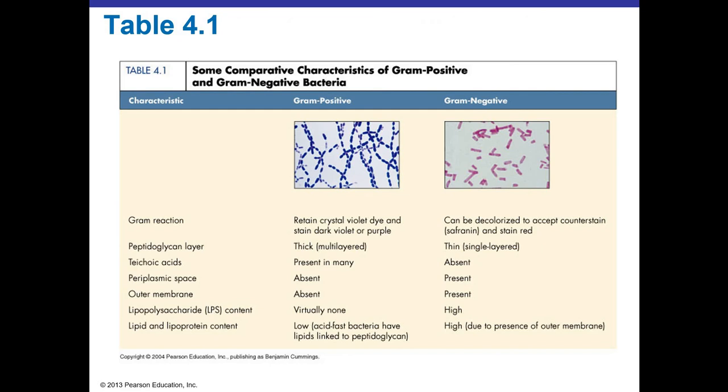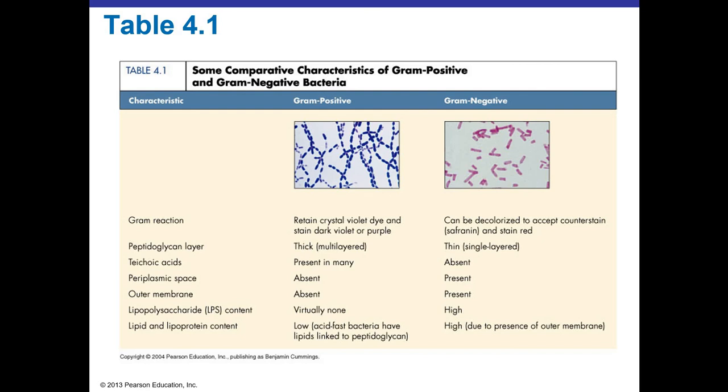So if we look at a summary of gram-positives versus gram-negatives, we see gram reaction. Gram-positives retain the crystal violet and iodine complex, so they are going to be purple at the end of the staining procedure. Gram-negatives are decolorized and accept the counter stain and are stained red. The peptidoglycan for gram-positives, nice and thick, multi-layered. For the gram-negatives, it's a thin monolayer in between those two membranes.